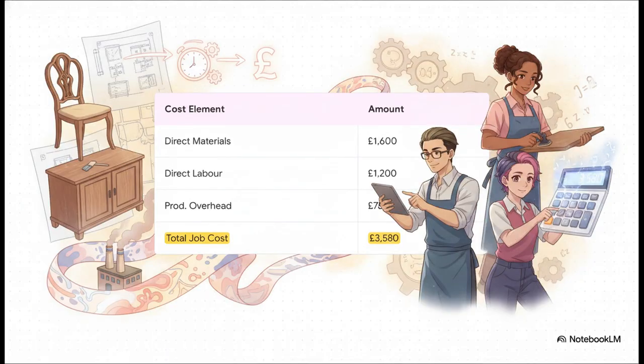Let's apply this to a complete job. We trace 1,600 pounds in direct materials. Our carpenters worked 65 hours, which cost us 1,200 pounds in direct labor. Now for the overhead magic. We take those 65 actual hours, multiply them by our $12 OAR, and absorb 780 pounds of production overhead into this job. Add all that up, and we have a total job cost of $3,580. See, every unique job gets its fair share of the factory costs.